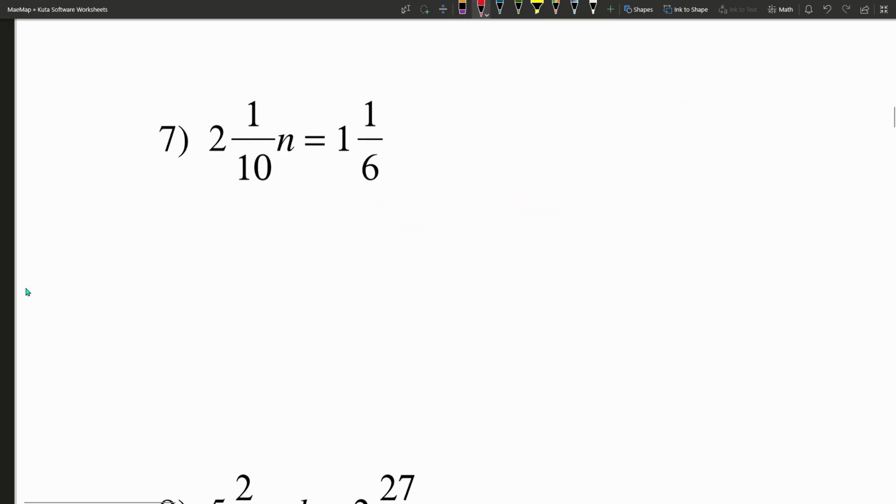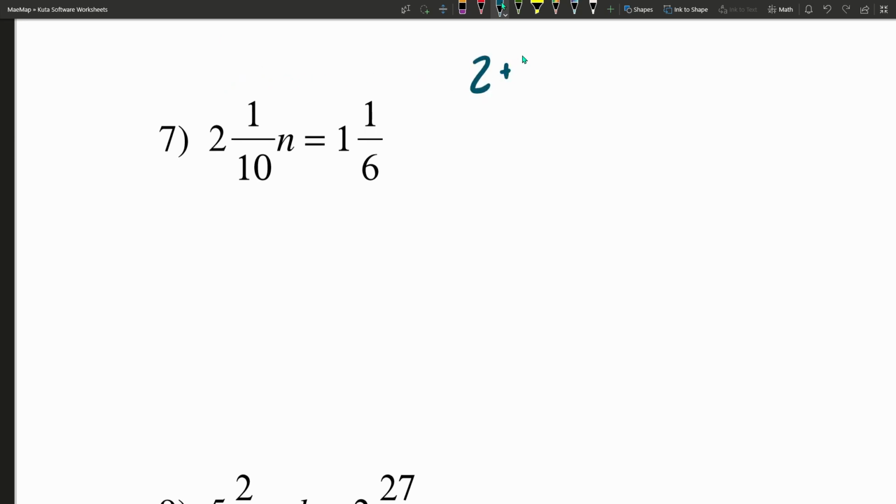For number 7, we have 2 1/10 times n equals 1 1/6. Because this is multiplied by n, in order to isolate that variable, we need to divide or multiply by that reciprocal. But this is going to get a little confusing because this is a mixed number. So this is really 2 plus 1/10. So I don't want to go multiplying right off the bat. I'd rather make this all into the same fraction first.